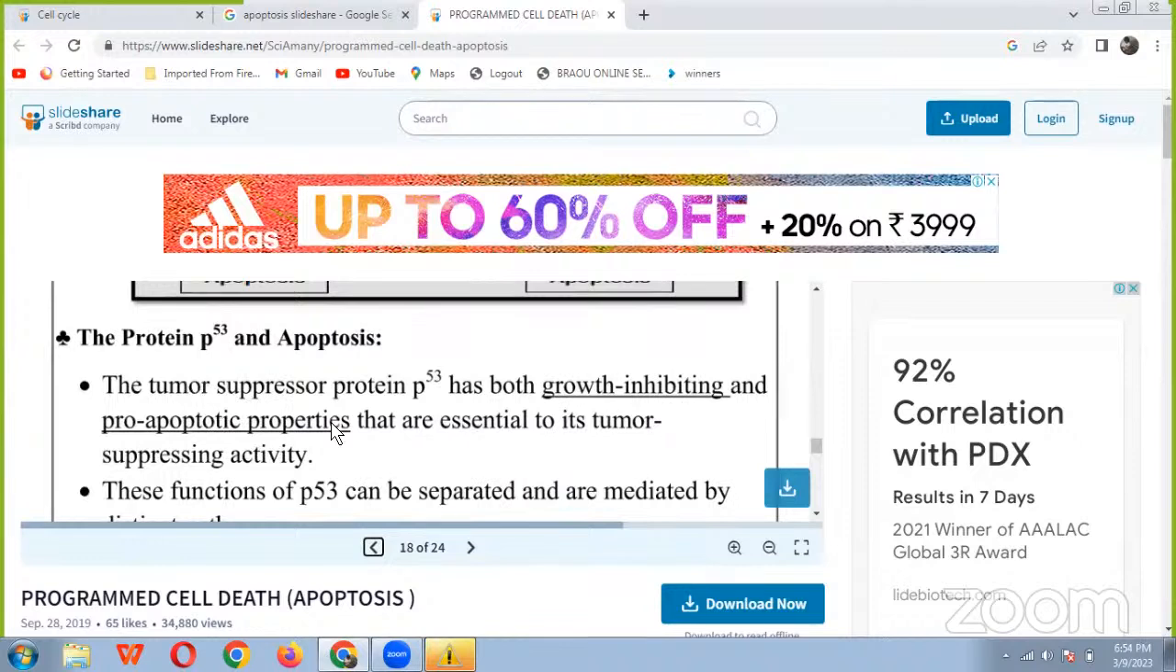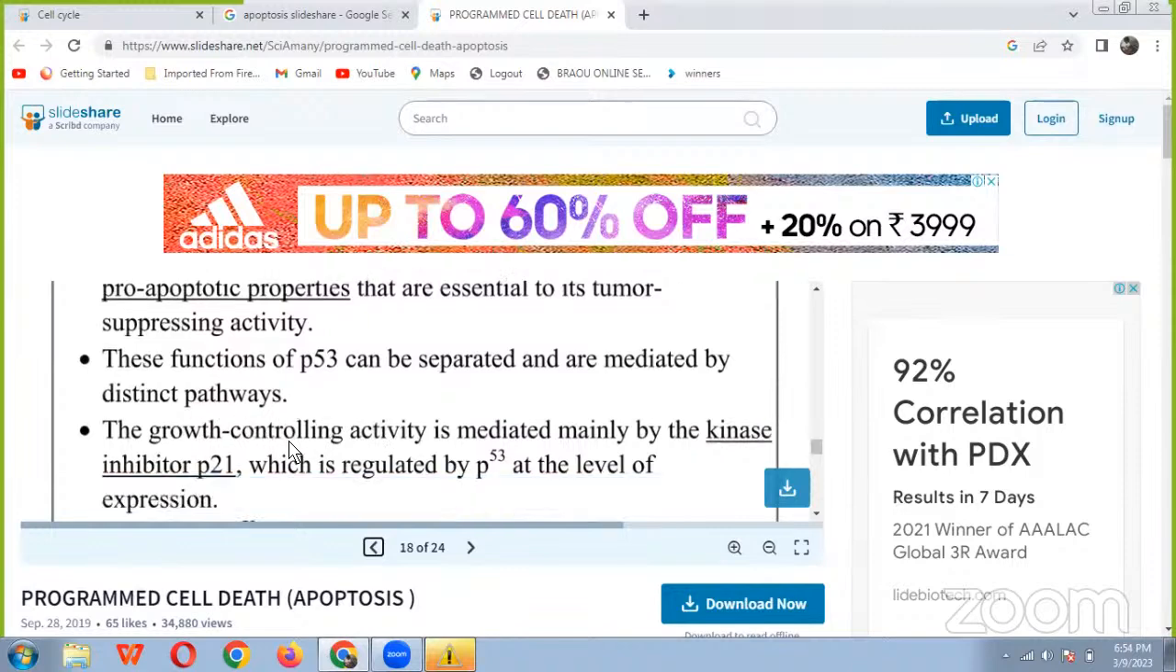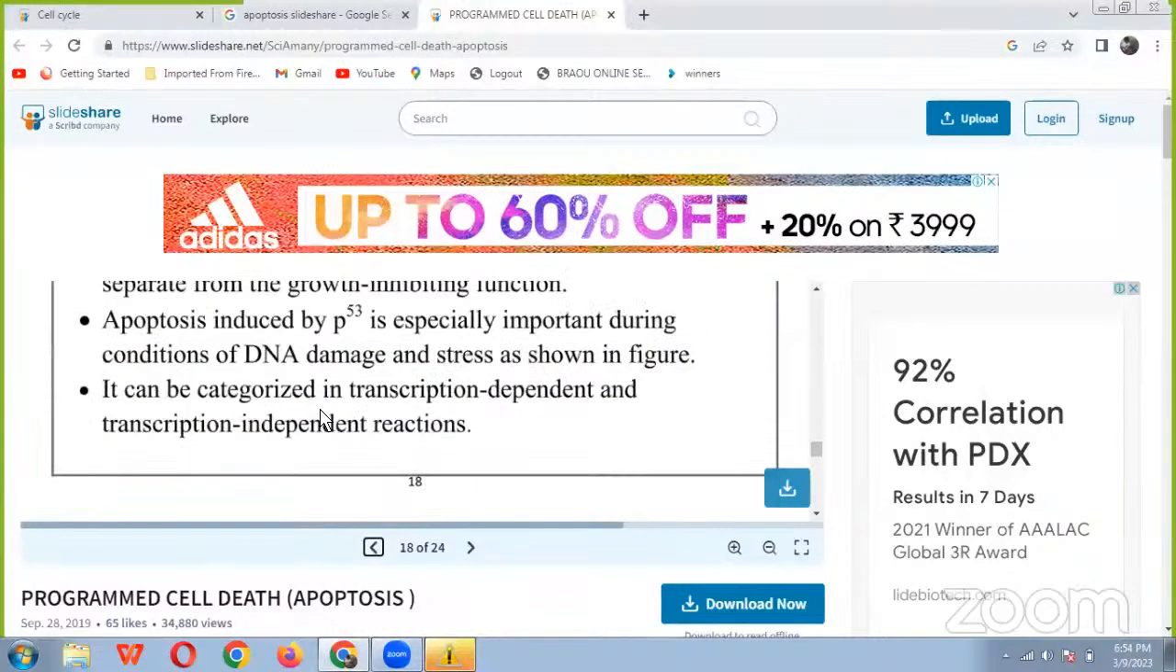Mainly the tumor suppressor protein P53 controls this. P53 has both growth inhibiting and apoptosis properties, which are essential to the tumor suppressing activity. P53 effects can be separated, mediated by distinct pathways.